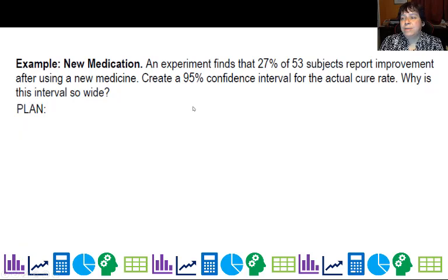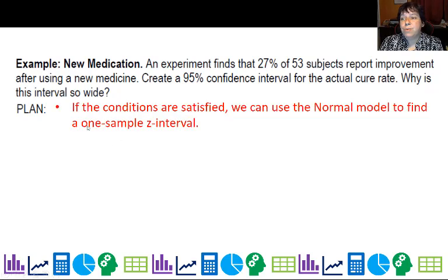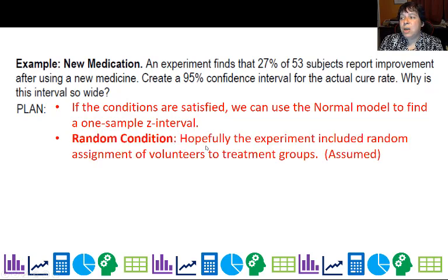Then is the plan. So what method will we use? Well, you've only learned one, the one sample Z interval. And we can use that once we show the conditions are satisfied for the normal model. All right. First condition, we have to check the random condition. Well, they didn't tell me if they took a random sample. So you can say, hopefully the experiment included random assignment of volunteers to treatment groups. By the way, this is an experiment, so it should be random assignment. So we're making that assumption before we move on.